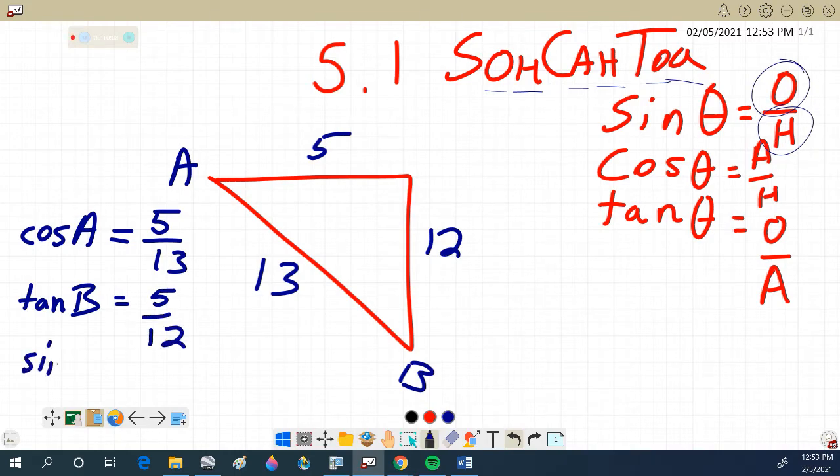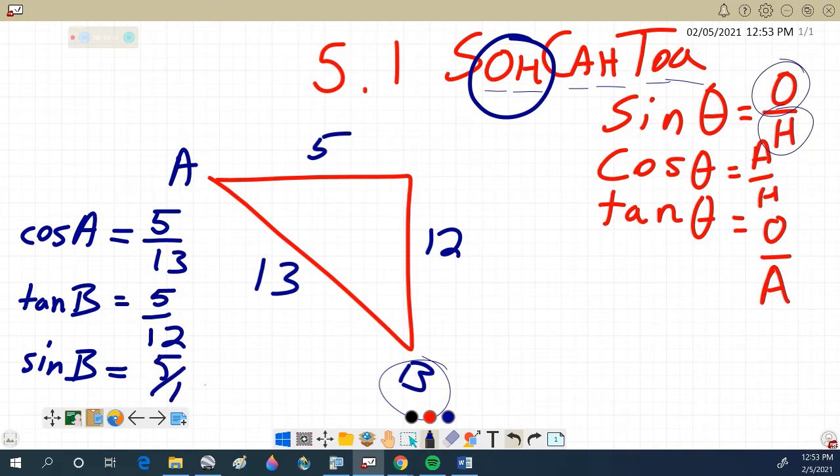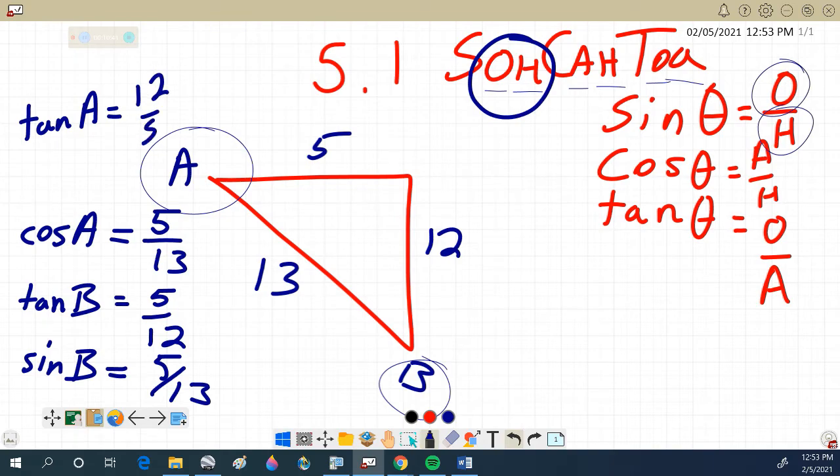What about the sine of B? The A side touches the angle, the O side does not. So if we look at B, sine is O divided by H. So the side that does not touch B would be 5, and H would be 13. What about the tangent of A? So if we look at angle A, we would do the 12, which is opposite, and the 5, which is adjacent, so 12 over 5.